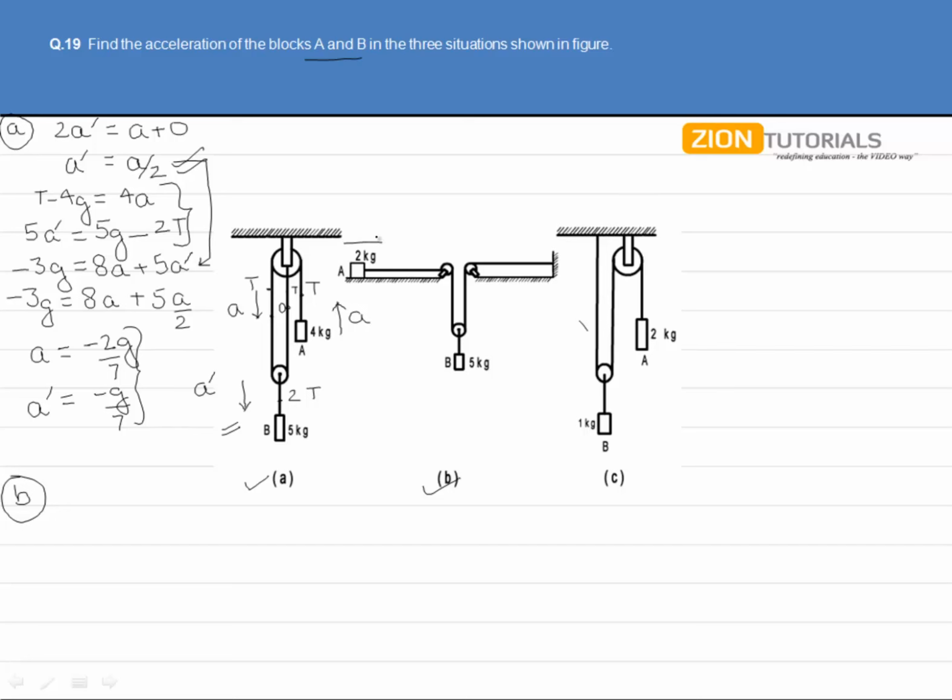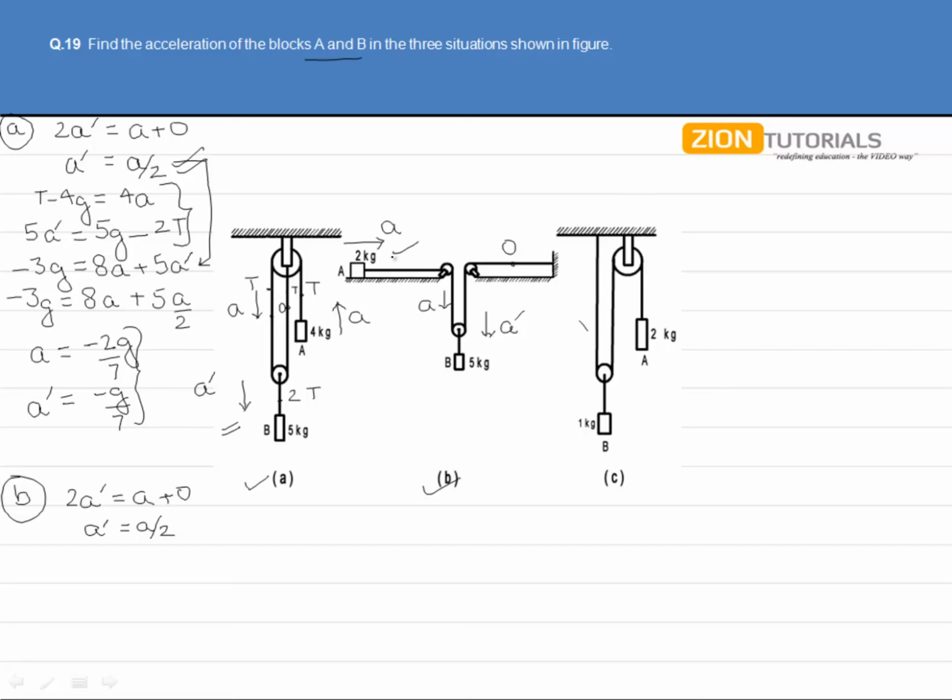Let us assume that this block A is accelerating here with an acceleration of a. Obviously, acceleration of this string is 0. And this block B is moving down with an acceleration of a'. Now, applying the pulley equation, we can write twice of a' equals a plus 0. That is, a' equals a by 2.